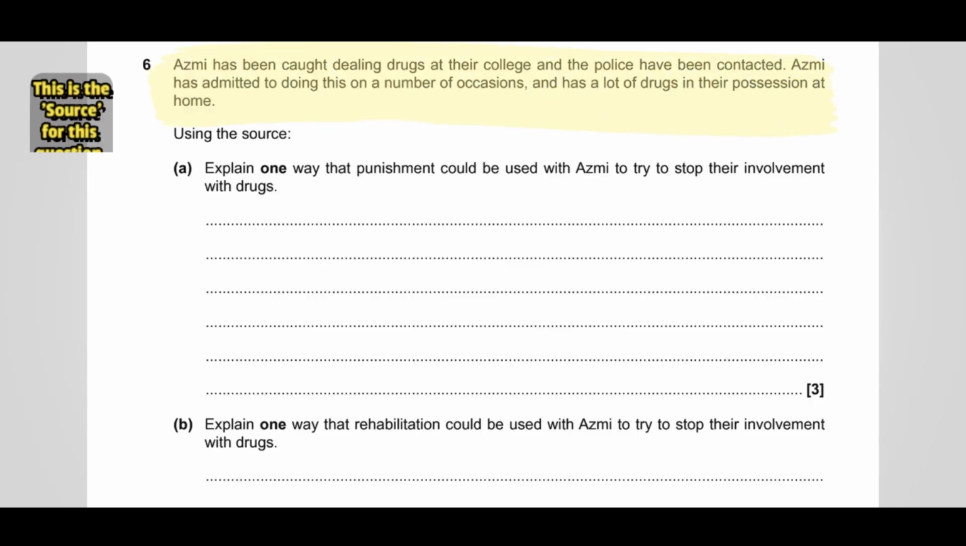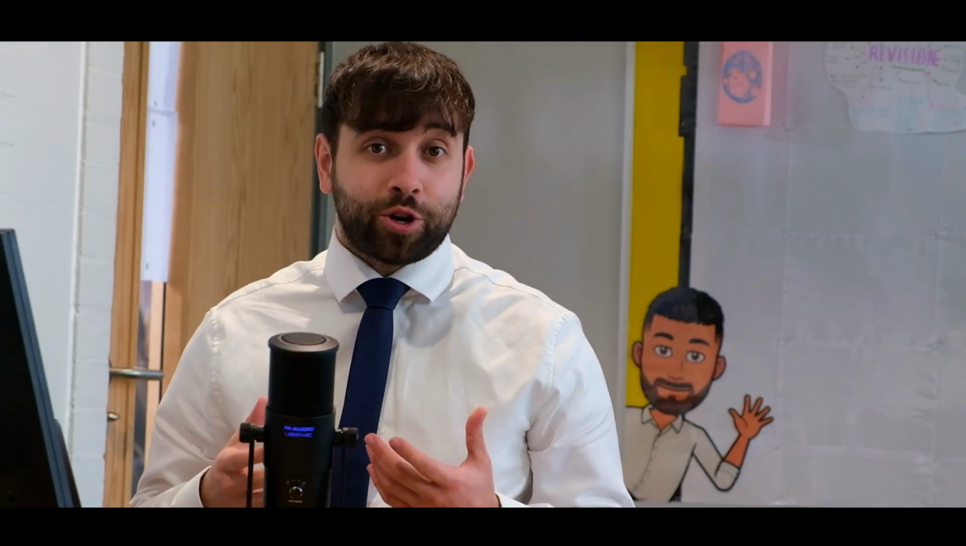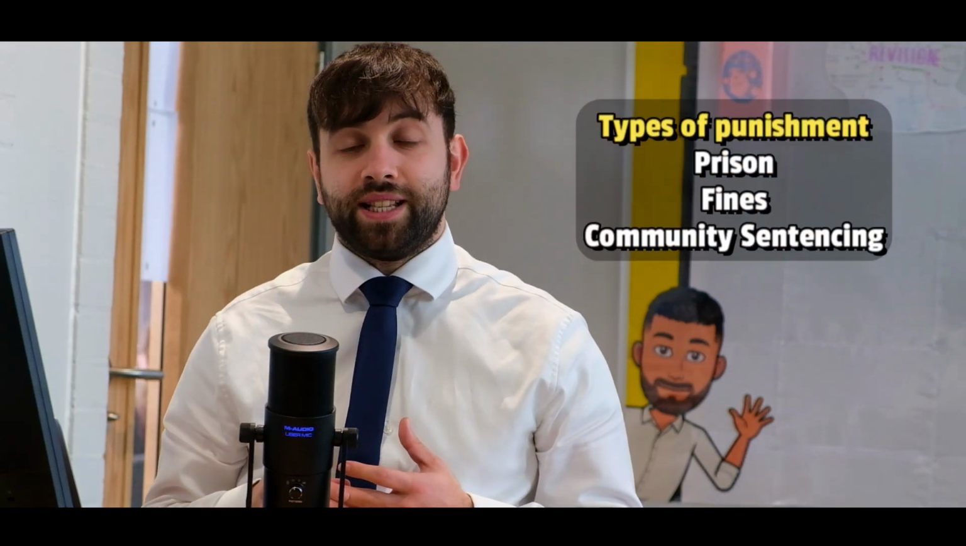So Asmi has been caught dealing drugs at their college and the police have been contacted. Asmi has admitted to doing this on a number of occasions and has a lot of drugs in their possession in their home. Using the source, explain one way in which punishment could be used with Asmi to try and stop their involvement with drugs. So we're talking about punishment here, and that should hopefully ring some alarm bells that we're looking at either prisons, fines, or community sentencing.